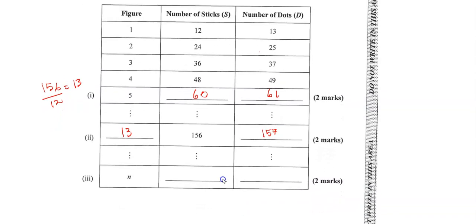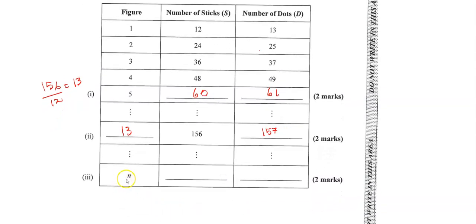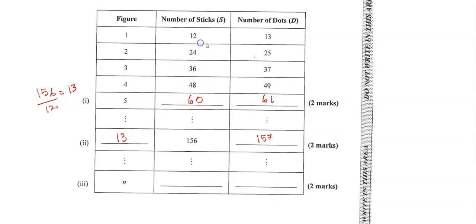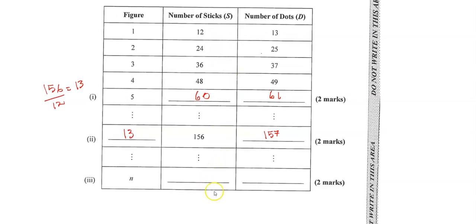Now we want figure n, so we want a formula or a term to represent the number of sticks and dots. If you notice, it's going up by 12, so it's really the 12 times table, so it's going to be 12n. The nth term of the sequence for that would be just 12n.